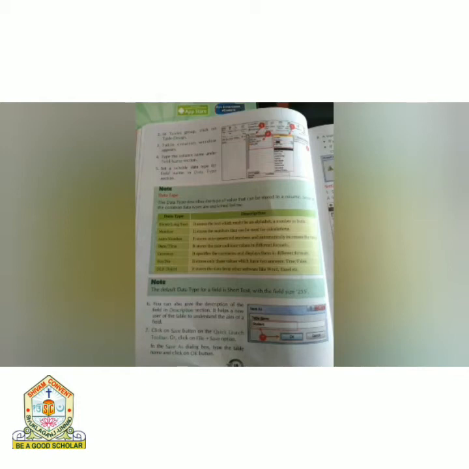Now see the sixth step. You can also give a description of the field in the Description section. Seventh, click the Save button on the Quick Access toolbar, then Save As and the OK button.